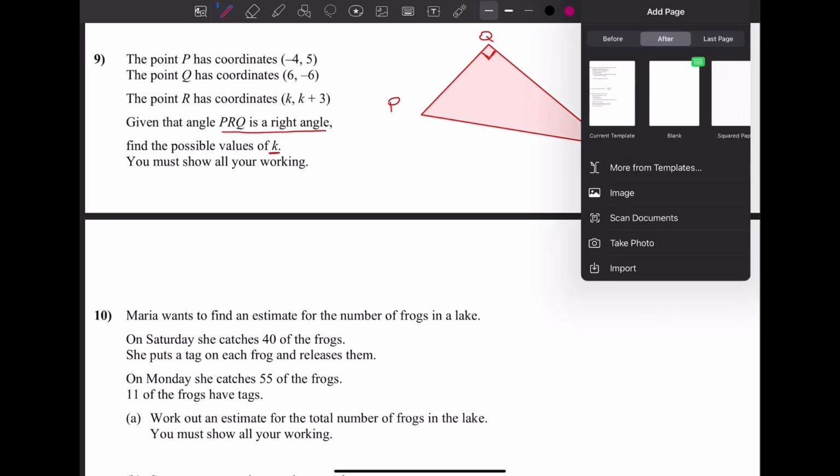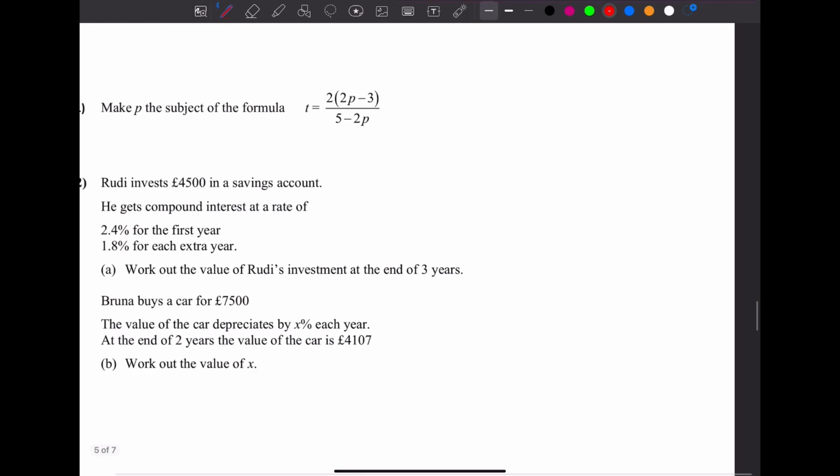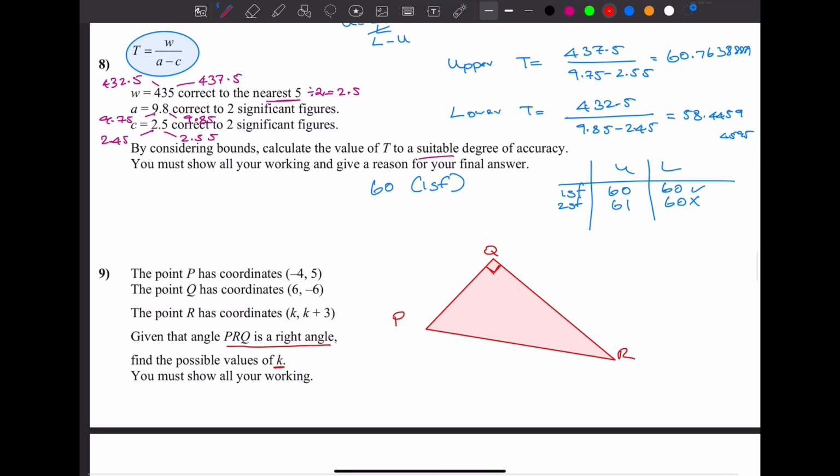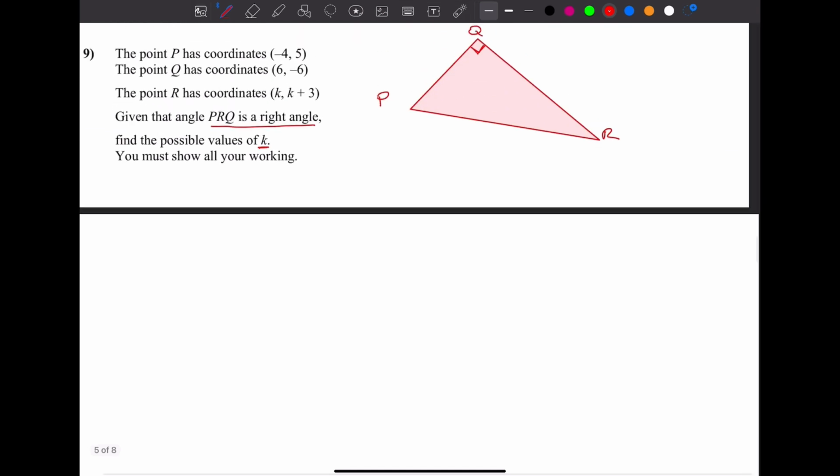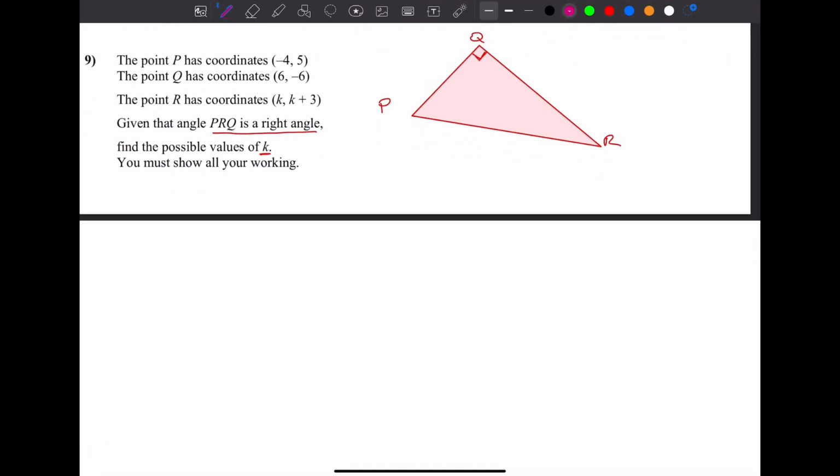Now they want the value of K. So since they want the value of K, what you could say is that the gradient between P and Q is perpendicular to the gradient between Q and R. So we want the P and Q gradient. You do change in y over change in x: minus 6 minus 5 over 6 minus 4. That will make it minus 11 over 10. I can't simplify that. Okay, PQ, that's the gradient, minus 11 over 10.